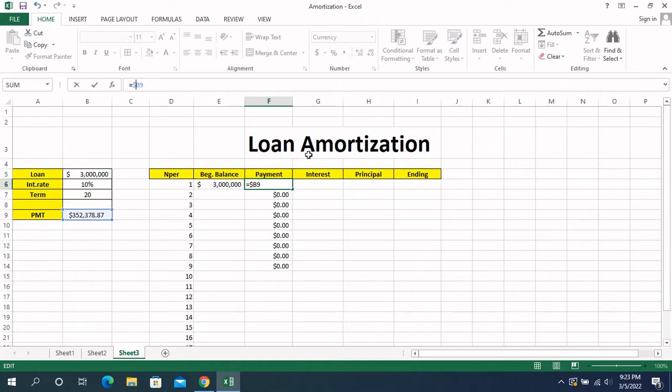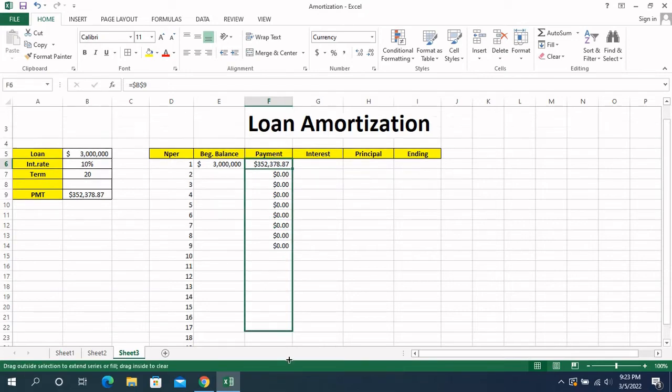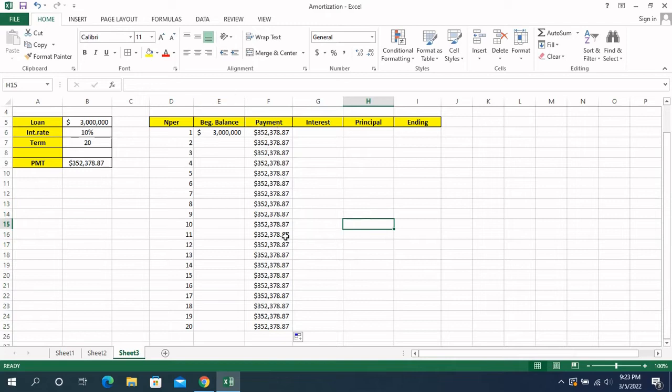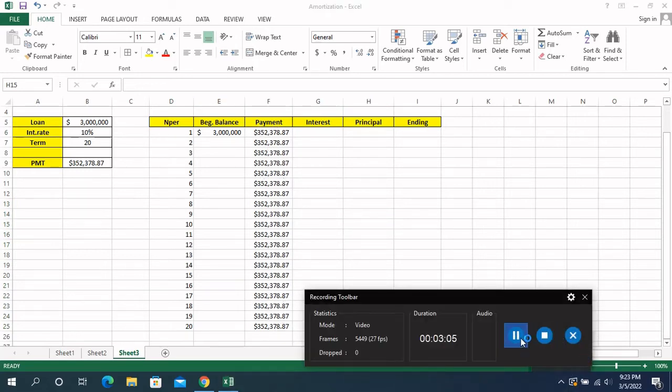So to do that, use the dollar sign before B and 9, and now drag it down to 20. You see all the results are similar. So we have locked the cell.